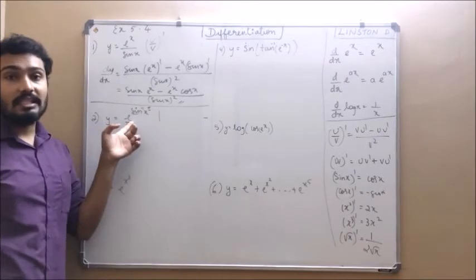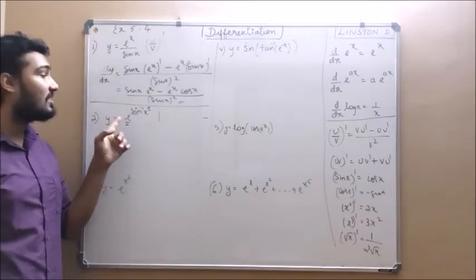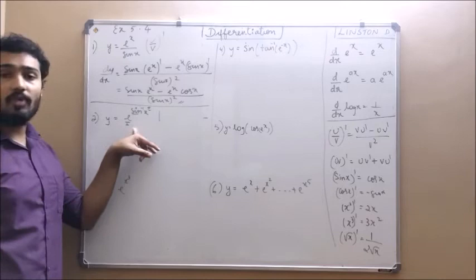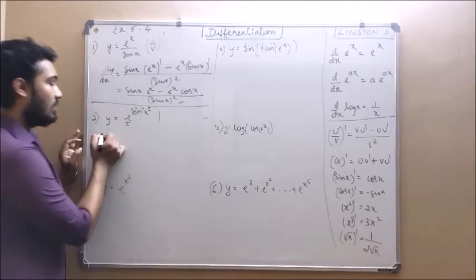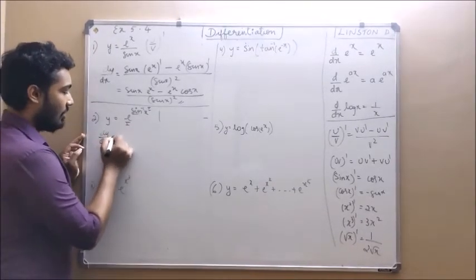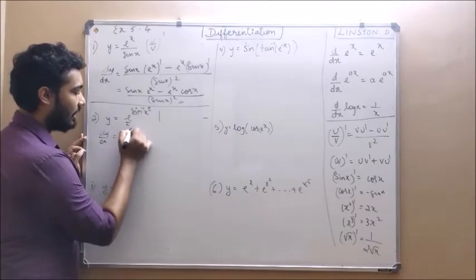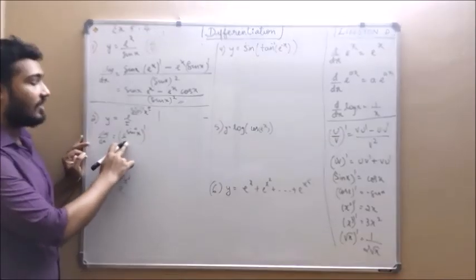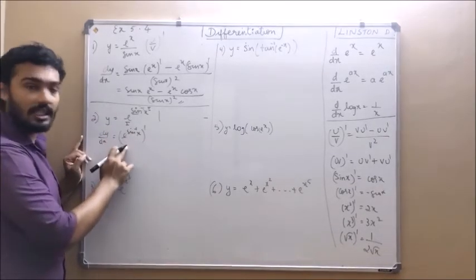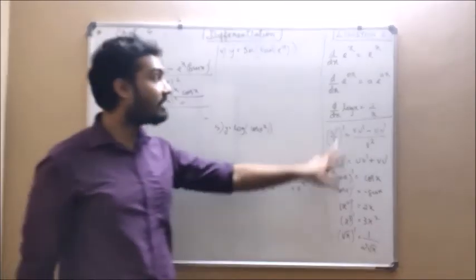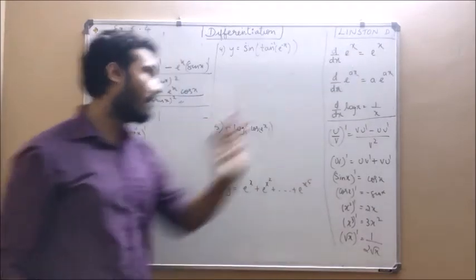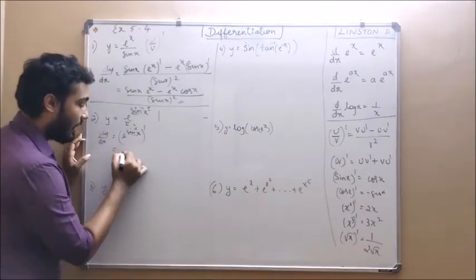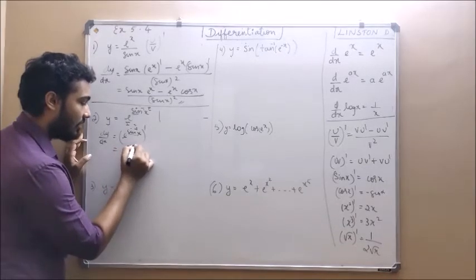So this forms a composite function. Now if this is a composite function, how to differentiate? We have to use the chain rule. First what we should do? First differentiate this. So dy by dx equal to e power sin inverse x dash. First we have to differentiate which function? First function, exponential function. What is differentiation of e power x? It is e power x. So instead of x here there is sin inverse x, so it is e power sin inverse x.